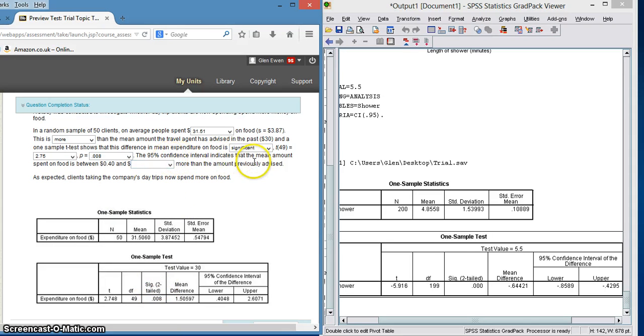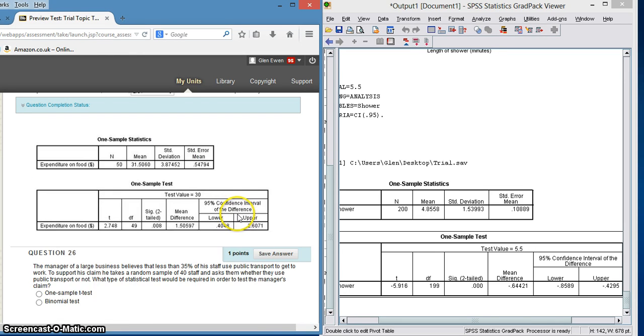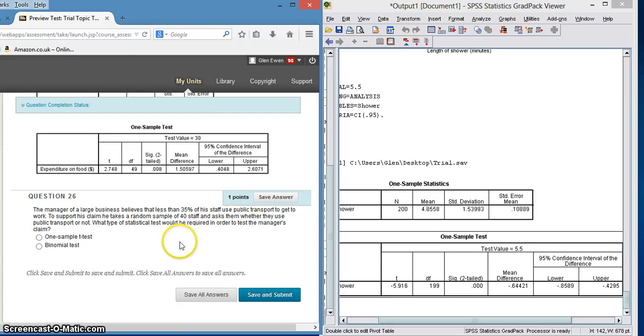95% confidence indicates that the mean amount spent on food is between 40 cents and 2.61, let's see if that's there. Beautiful. 40 cents there, maybe it's just my rounding skills, but it is correct. Let's move on to our last question.